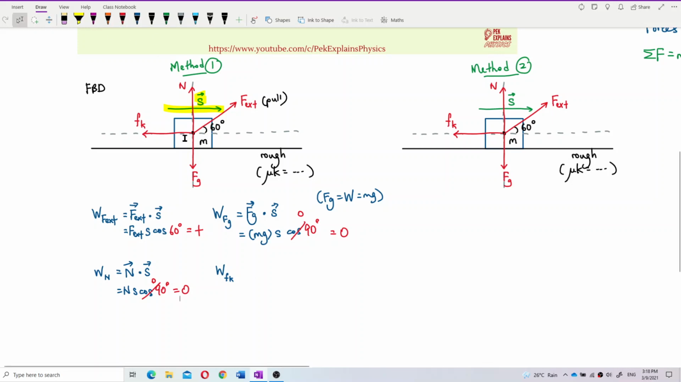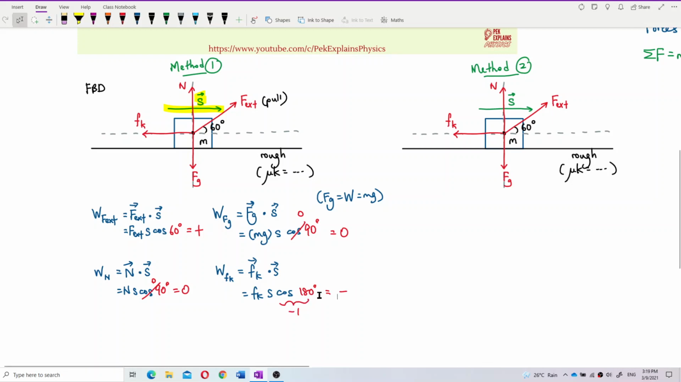How about the friction? For work done by friction, you compare friction with the displacement. So this is friction times displacement times cosine. Friction and displacement are opposite, isn't it? Opposite means 180 degrees. So we get cosine 180, which is a value of -1. Usually you get a negative value, negative work done here.